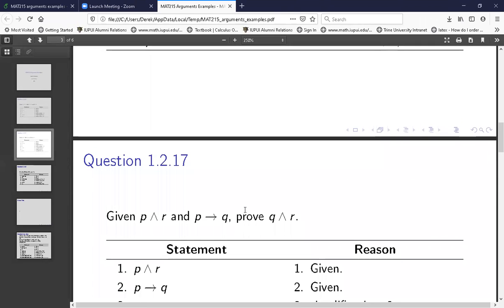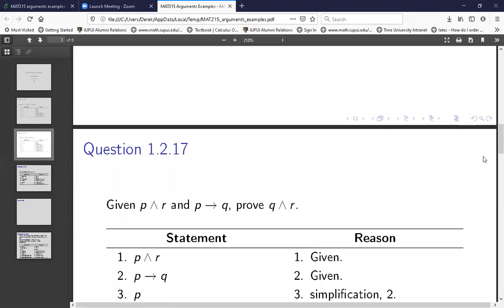I just have the 2 givens, but I have this weird given where P and R are stuck together, but P is all I need to imply Q. And then my answer has Q and R in it. So P and R is a complicated way to say that you have P and you have R. So I can write this on separate lines. I just wrote down P.